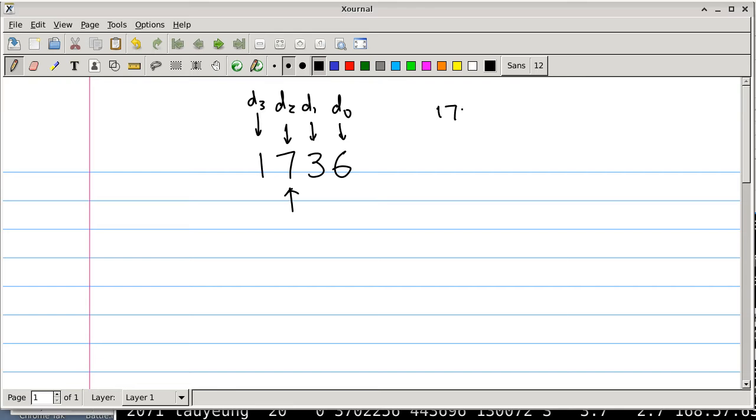So 1,736 divided by 100, which is 10 to the power of 2, right? So we'll rewrite this as 10 to the power of 2, and that's going to give us 17.36. Is that okay? No big surprises here. So now the question is, how do I just get rid of the fractional part of a value? What function do I use to get rid of it?